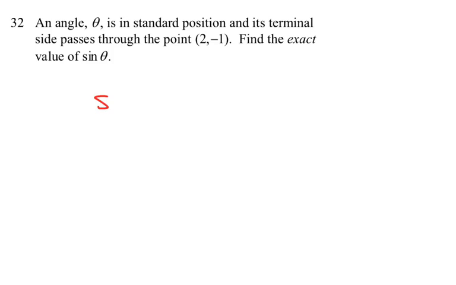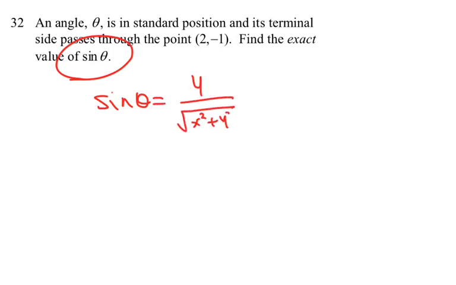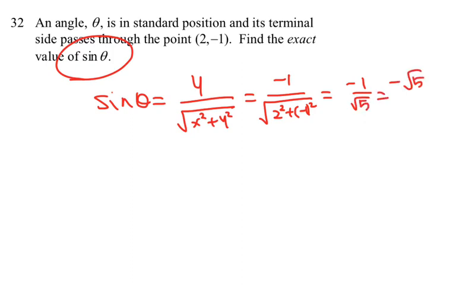Alright, number 32. An angle theta is in standard position. The terminal side passes through (2, -1). We're looking for the sine of the angle. How do you find the sine of an angle? Sine refers to the y value, but we divide by the square root of x squared plus y squared, the magnitude, or the length from the origin, especially when the circle is not the unit circle, as in this case. So the y value is -1, and the square root of 2 squared plus (-1) squared gives -1 over square root of 5. So that is our answer. If you rationalize that, we get negative square root of 5 over 5.